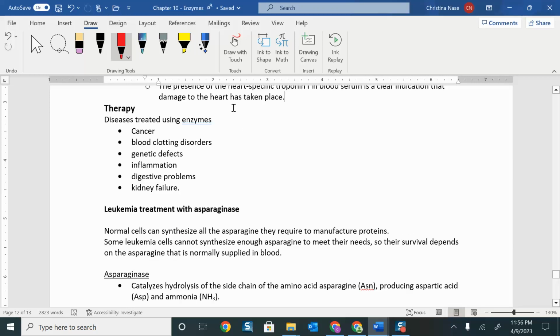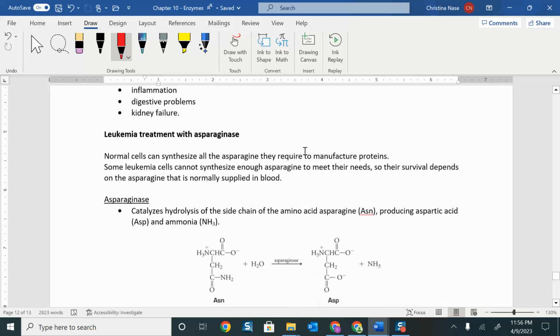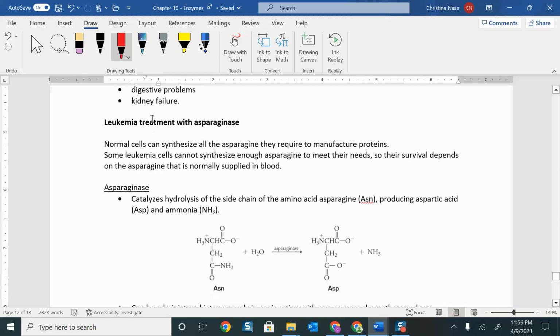Okay, let's look at how proteins are used in therapy. So we looked at diagnosis, now we can look at therapy. So these are some diseases that are treated using enzymes. You have different types of cancer, blood clotting disorders, genetic defects, inflammation, digestive problems, and kidney failure. We're just going to talk about leukemia and how you can treat it with asparaginase. So asparagine is an amino acid, and normal cells can synthesize all the asparagine that they need in order to manufacture the proteins. Leukemia, though, the leukemia cells cannot do that.